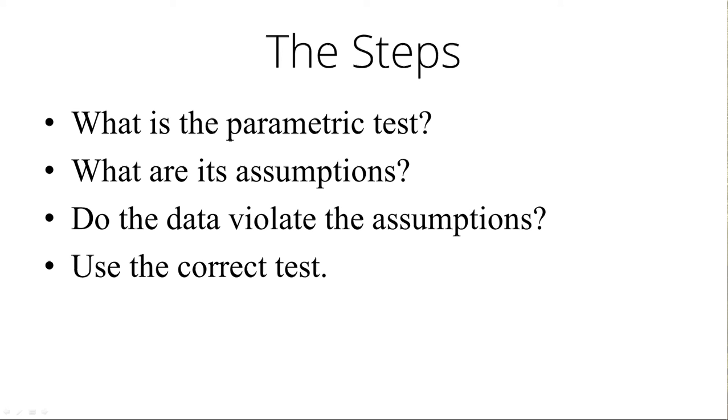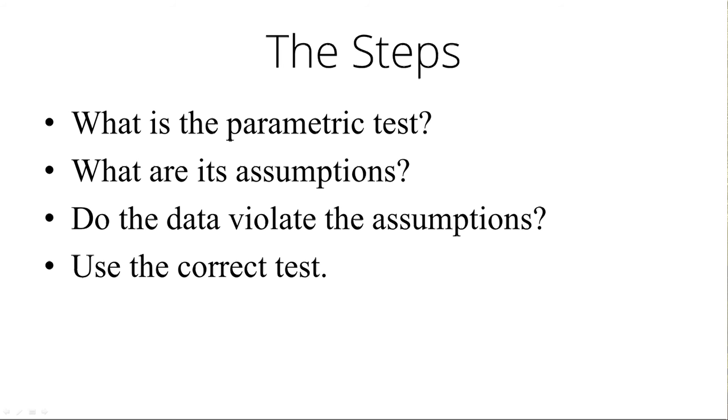These are the steps, the same steps as for the previous examples. We need to know what the parametric test is and its assumptions. We need to test whether the data violate the assumptions, and then we use the correct test based on that violation. Here, the parametric test is the binomial test. It assumes the data are binomially distributed.